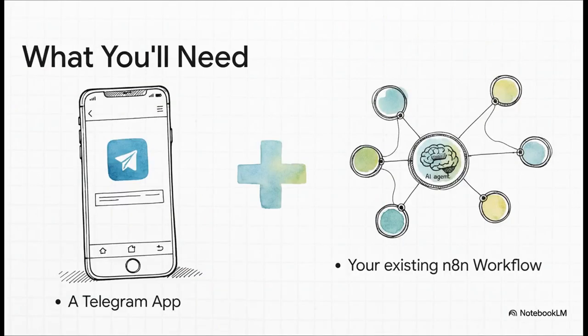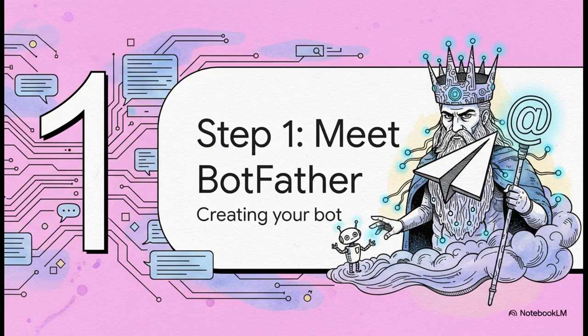To make this magic happen, you only need 2 things. First, a Telegram account, which you probably already have on your phone. And second, your existing n8n workflow that has your AI agent in it. That's it. Simple, right?